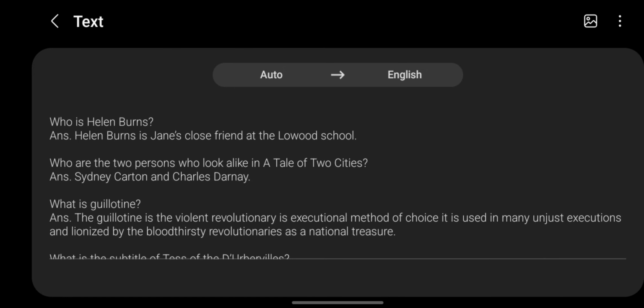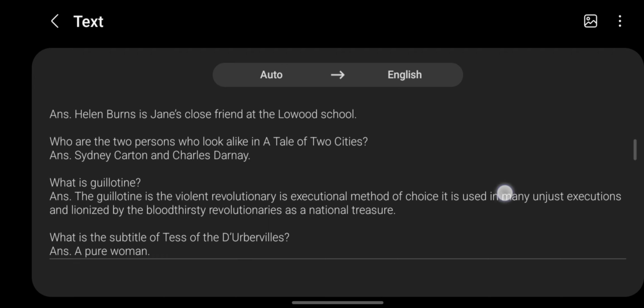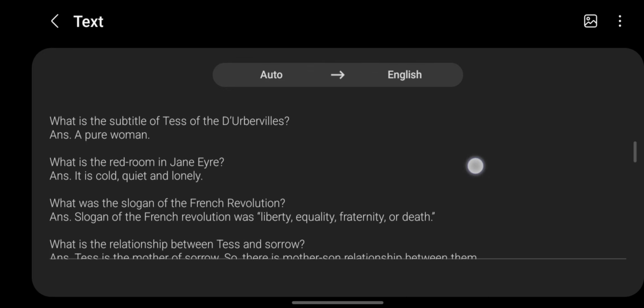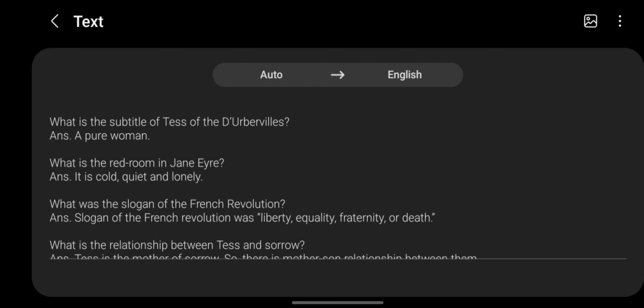Who are the two persons who look alike in A Tale of Two Cities? ANS, Sidney Carton and Charles Darnay. What is the guillotine? ANS, the guillotine is the violent revolutionaries' execution method of choice. It is used in many unjust executions and lionized by the bloodthirsty revolutionaries as a national treasure. What is the subtitle of Tess of the d'Urbervilles? ANS, a pure woman. What is the Red Room in Jane Eyre? ANS, it is cold, quiet and lonely.